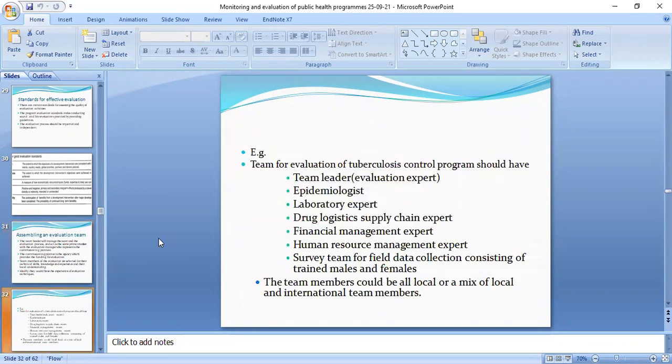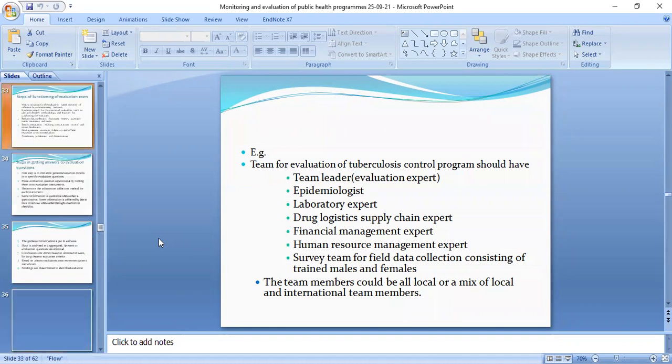For example, the team for evaluation of a tuberculosis control program should have the team leader, that is the evaluation expert, and the team members are epidemiologist, laboratory expert, drug logistics and supply chain expert, financial management expert, HR manager experts, and a survey team for field data collection consisting of trained males and females. The team members would be all local or a mix of local and international team members.